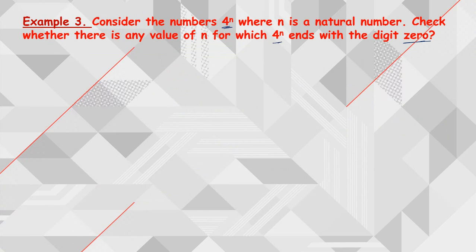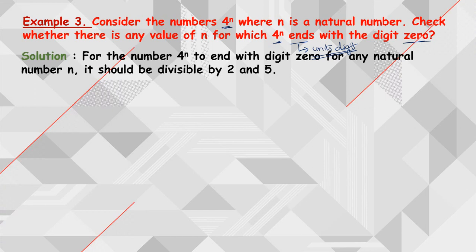So 4 power n ends with the digit 0. What is the meaning of end? End means it is nothing but the units digit. So the units digit should be 0. So is there any possibility for 4 power n to end with, or to have, units digit 0 for any natural number, right? Now let us see how we can say whether it exists or not.